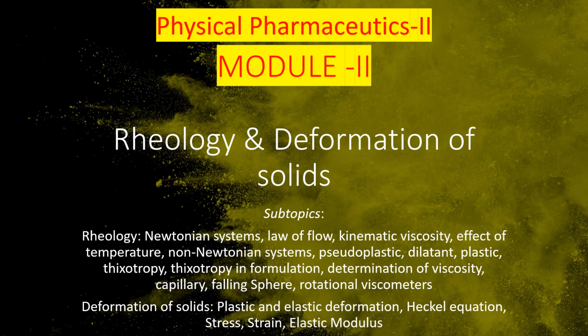This will be followed by deformation of solids, which include plastic and elastic deformation, Hooke's equation, the stress strain, and elastic modulus. So the very first question that I would emphasize upon is how you will differentiate Newtonian and non-Newtonian types of flow system. So both systems you should understand what is their difference, and because they are based on Newton's law, accordingly you must be aware of Newton's law related to the flow of fluid, that is law of flow.